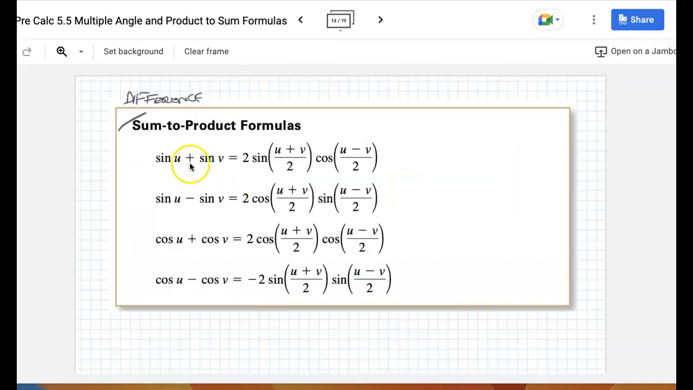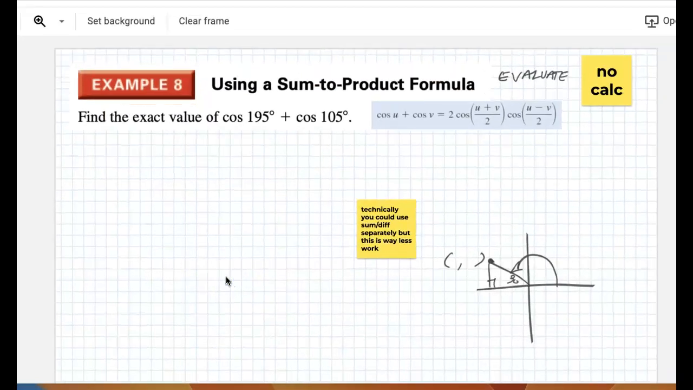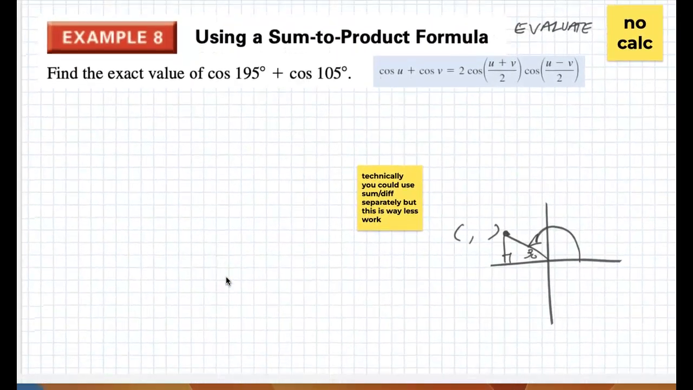This is, you have two separate sines or cosines that are being summed or differenced, and this is the way that you would simplify it. Okay, now why would we do that? Well, let's check out an example, and we'll see why. There's two different types of examples. One is an evaluate and one is a solve. So I'll cue those up and we'll be ready to go. Okay, this first type, example 8, is an evaluate style one.